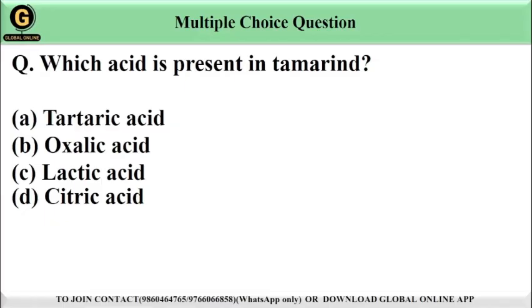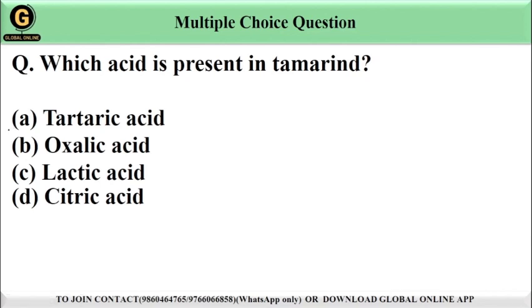The question is, which acid is present in a tamarind? Options are given: tartaric acid, oxalic acid, lactic acid, and citric acid. So students, tamarind contains tartaric acid, which gives it its sour taste. This acid is commonly found in various fruits and is known for its strong and tangy flavor.